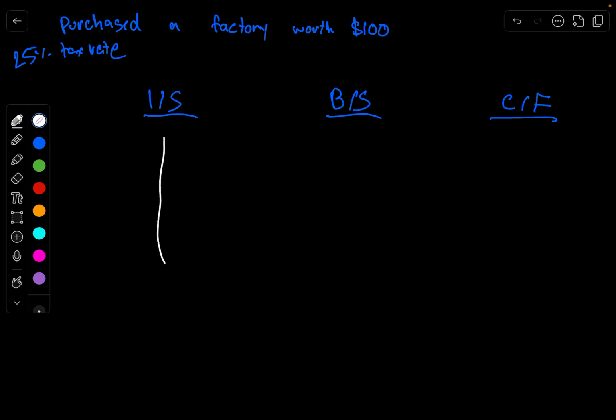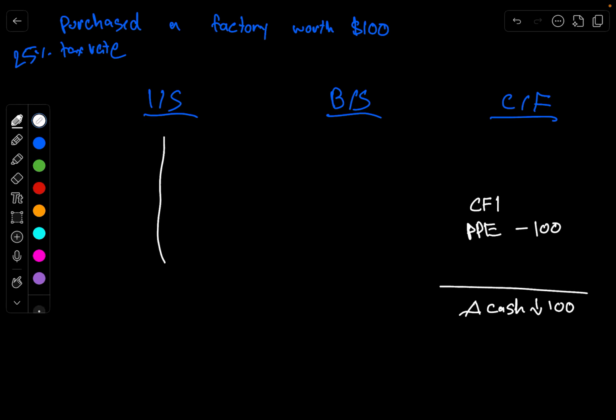Now we move over to our cash flow statement. On our cash flow statement, under cash flow from investing, we're going to see our PP&E, which is our plant, property, and equipment, right? A factory falls under that, right? It will be adjusted by 100 because we paid $100 of cash in order to purchase this factory, right? So what does that do with our overall cash? Well, our overall cash adjusts down by 100.